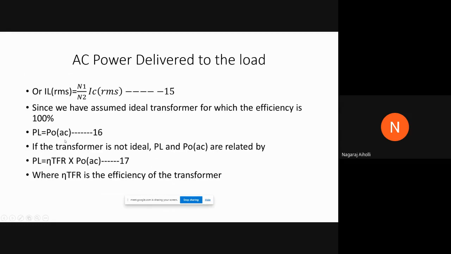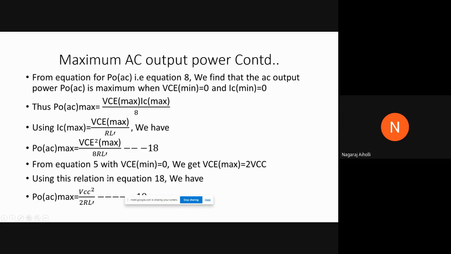Then we also related the load power with the output power using the equation PL is equal to P naught AC if the transformer is ideal, that is, if it is having 100% efficiency. If the transformer is practical, then the equation relating load power with the output power is given by PL is equal to eta TFR into P naught AC, where eta TFR is the efficiency of the transformer.